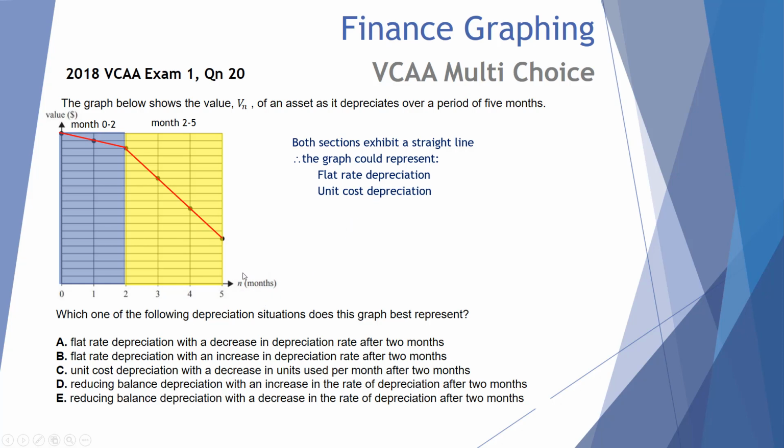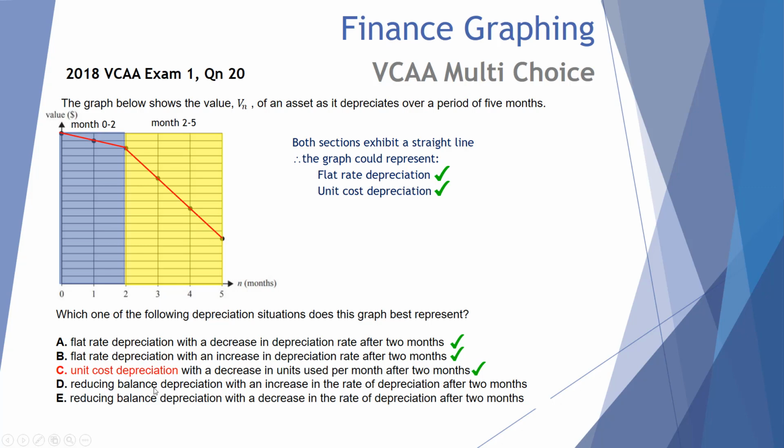Although given that it's here in months, this is probably going to be a flat rate depreciation, not a unit cost depreciation. Let's check our options. Option A says it's a flat rate depreciation, and I'm not even reading the rest of that description. Flat rate is possible. Option B says it's a flat rate depreciation as well, so that's possible. Option C says it's a unit cost depreciation. That could be possible as well.